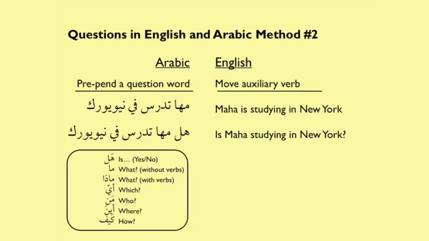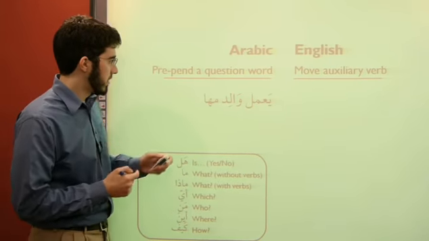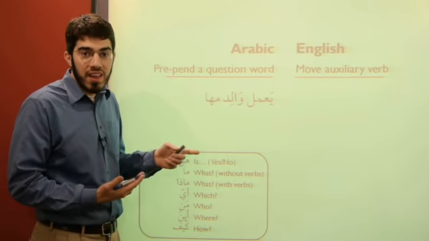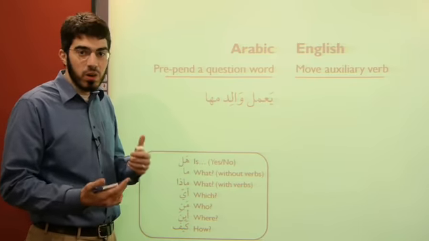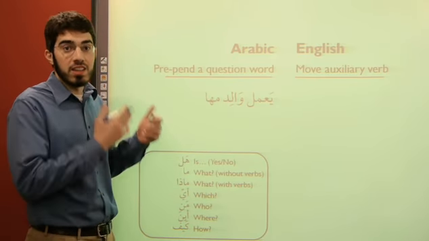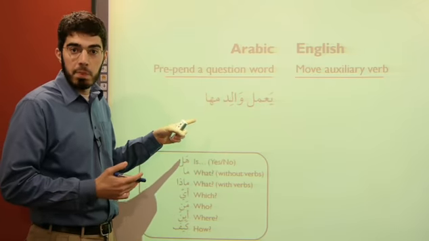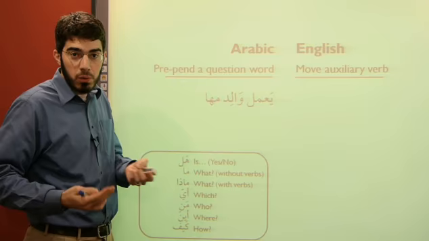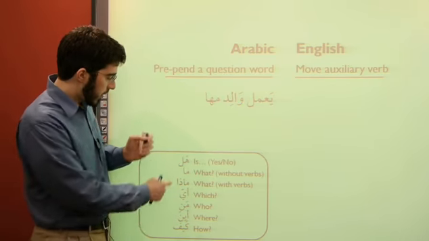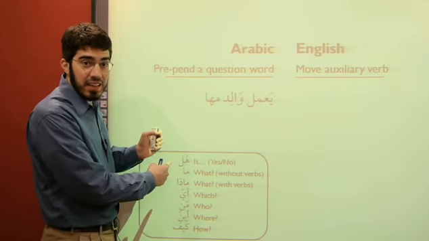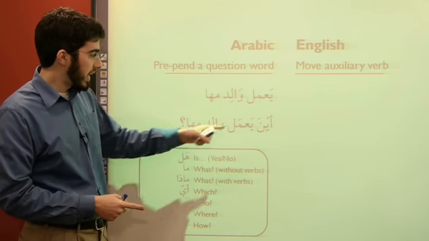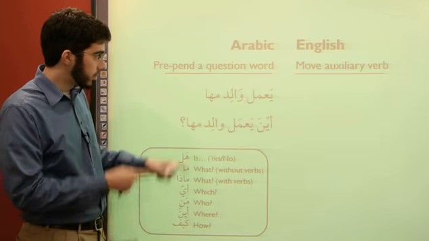Let's take a look at one more example. Consider this sentence. Ya'mal walid Maha. The father of Maha works. Now why would you say that? You might say it if someone said, is he working? Is he unemployed? And fortunately he is working because he says Ya'mal walid Maha. Now what if I wanted to ask, where does he work? Is he working at the steel mill? Is he working at the police department? I'd pick one of these words down here. Let's not use hal this time. Let's use aina, meaning where. So I put aina in front of Ya'mal. I get aina Ya'mal walid Maha.